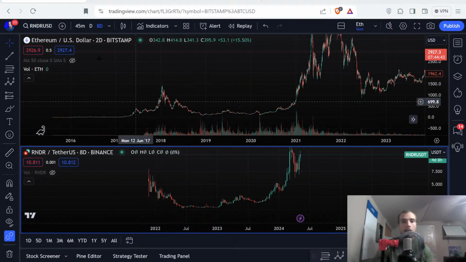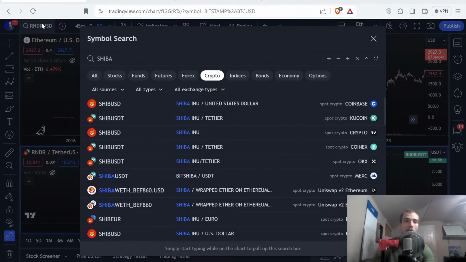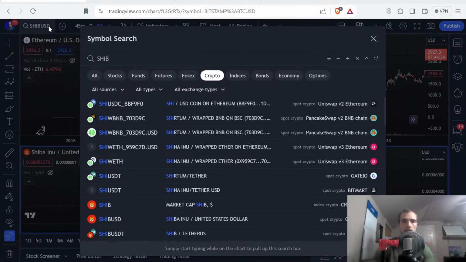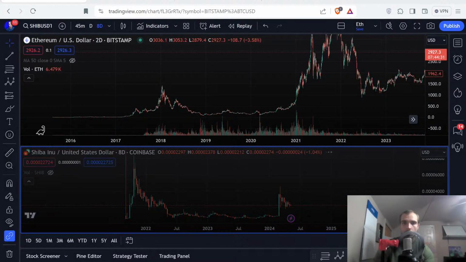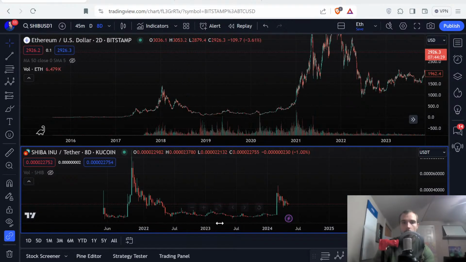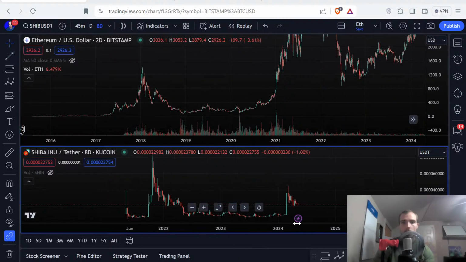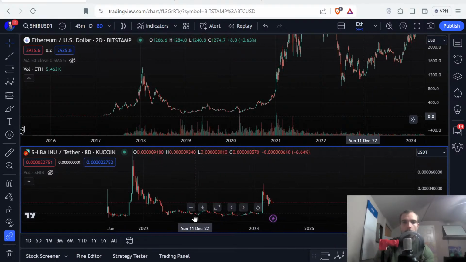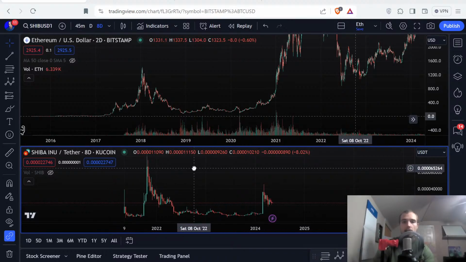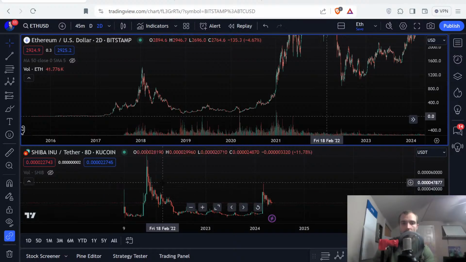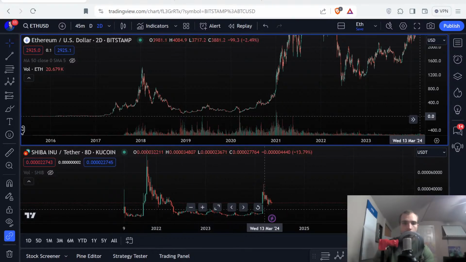Same kind of move. And then if we put Shiba Inu on the bottom here, for my Shiba people, we'll use KuCoin. There's a little bit more historical data on KuCoin, and yeah, there we go. If you look here on KuCoin, you can see that's human emotion. ABC down, sideways movement, breakout, beginning of a new cycle.